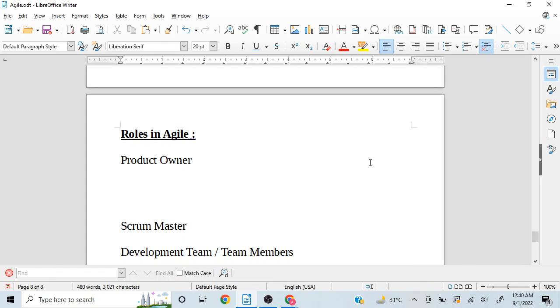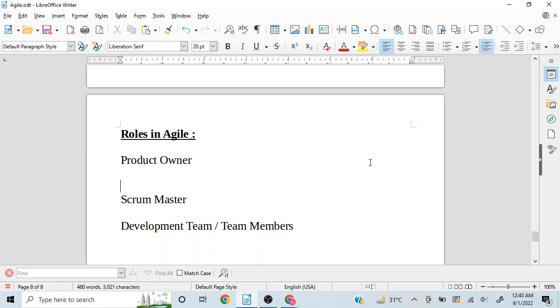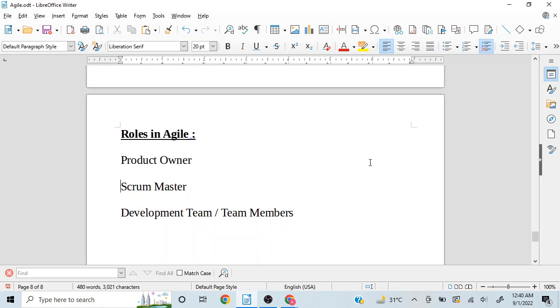Today we are going to discuss the different roles in Agile. So there are three different roles in Agile: product owner, scrum master, and development team or team members. So first, we are going to discuss the product owner. What does a product owner do?